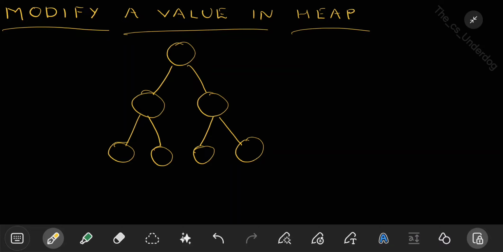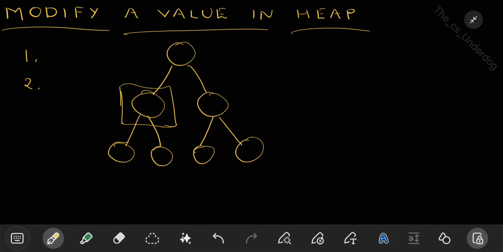Let us say you want to modify the value of this particular node in this heap. So how do you modify this value? Initially, you want to locate this node and then you can directly make the change. You can modify the value. But after modifying the value, this is when you have to start the algorithm in order to make sure that heap property is maintained. So there are two cases. Both these cases have to be handled separately.